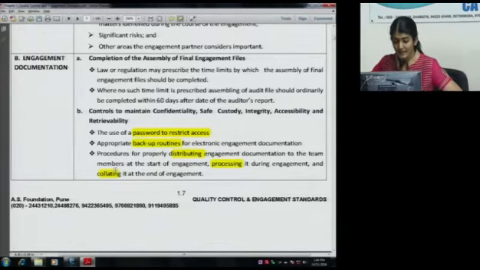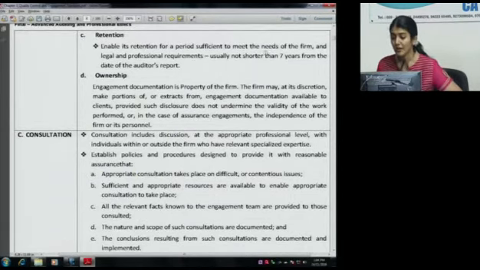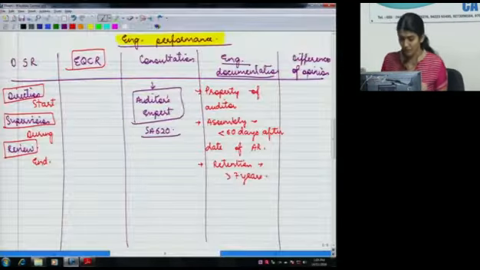Yes, did you understand? Completion of the final audit file, 60 days. Retention not less than 7 years. And audit documentation is the property of the firm. Audit nahi, rather engagement documentation. Right, it is the property of the firm.